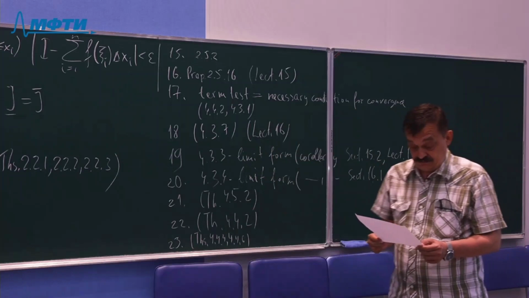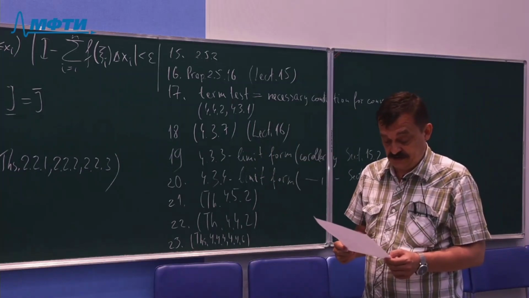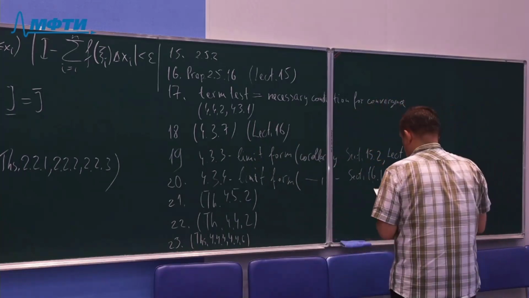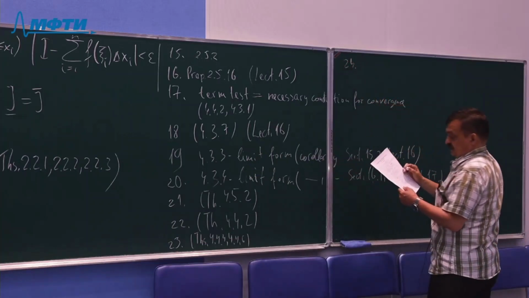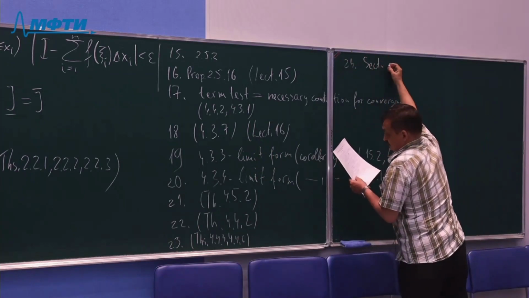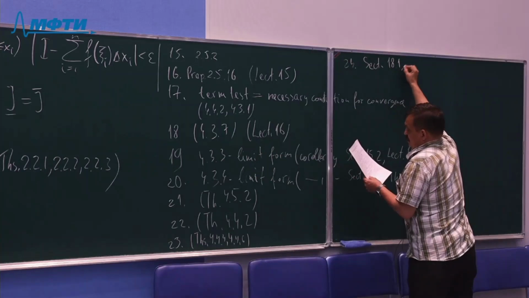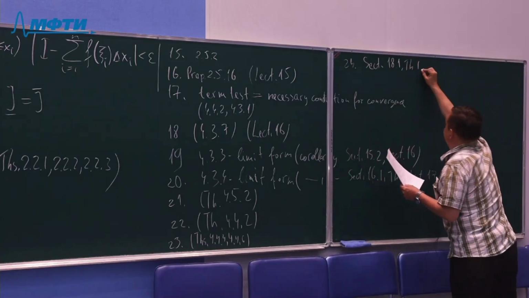Then, two questions have no analogues in your lecture notes at all. Rearrangements of series, question 24. Rearrangements of series, that is section 18.1, theorem 1, lecture 19.